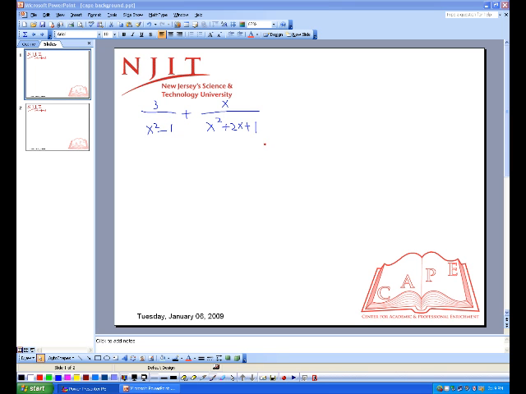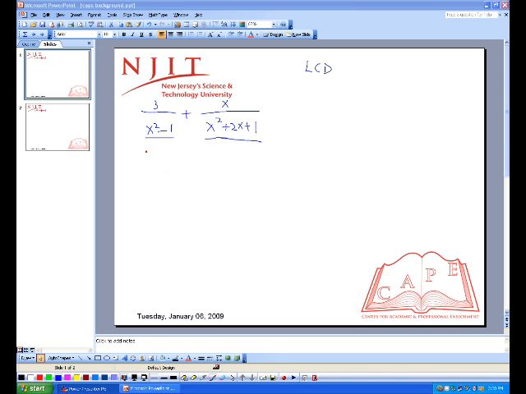Now we have two rational expressions, but the denominators are different. That means we can't directly add or subtract the numerators. We have to convert them into the same denominator. So the first step you want to do is to find the least common denominator, LCD.